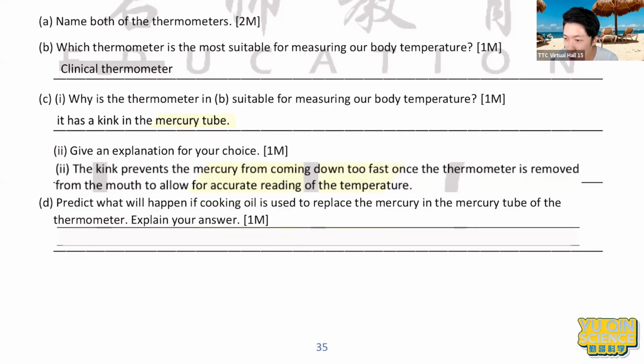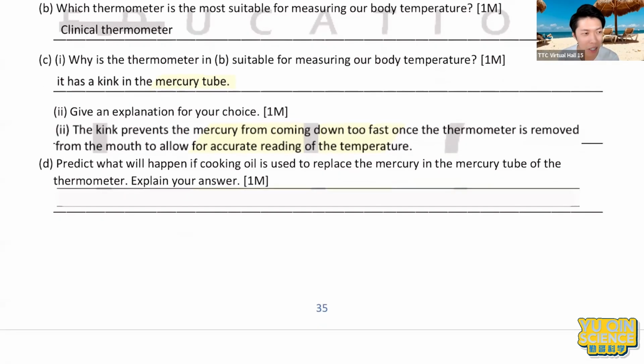Got mercury, so dangerous, imagine putting it in the armpit. No lah, who asked you to put a lot of force onto your armpit? Usually we put it under the tongue, not really the armpit. Okay, like D, next one.